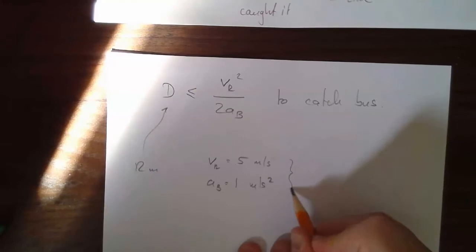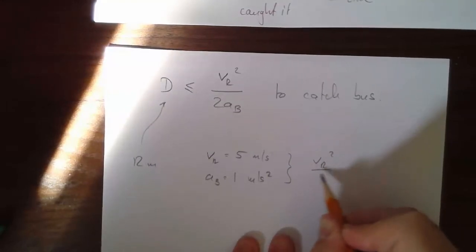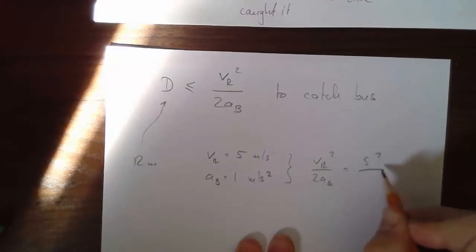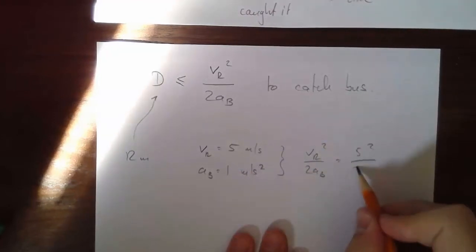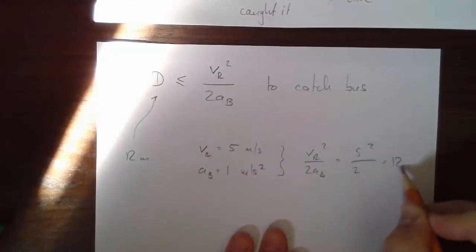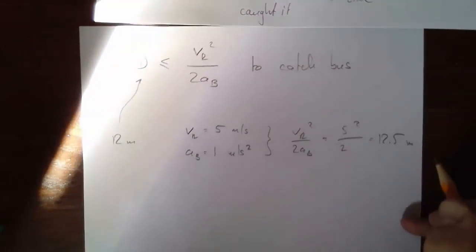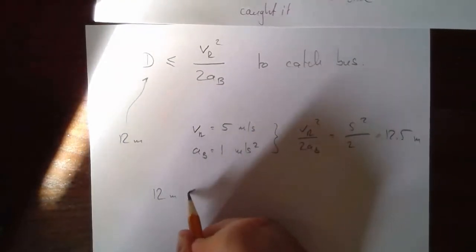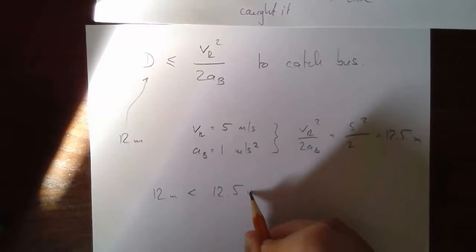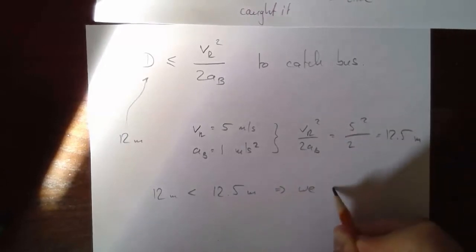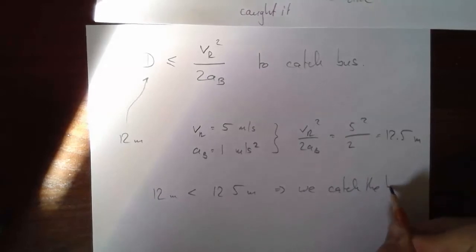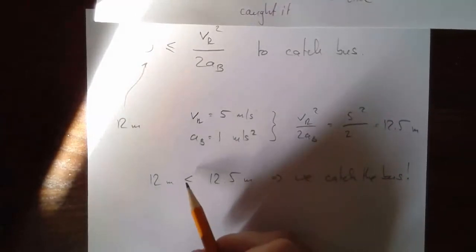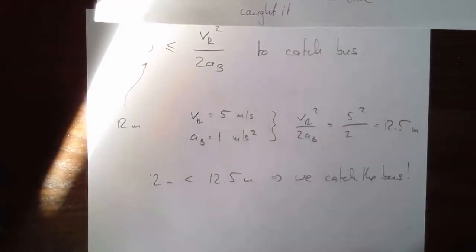So those together imply that VR squared over 2AB comes to 25, 5 squared, divided by 2 times 1. So it's 2, that makes 12.5 meters. Indeed, 12.5 is greater than 12. So 12 meters is smaller than 12.5. So we catch the bus. Just. If it had been 1 meter further away, we would not have caught it.